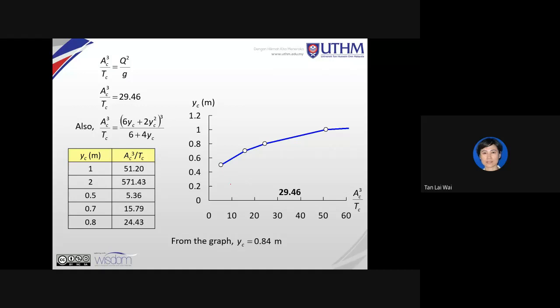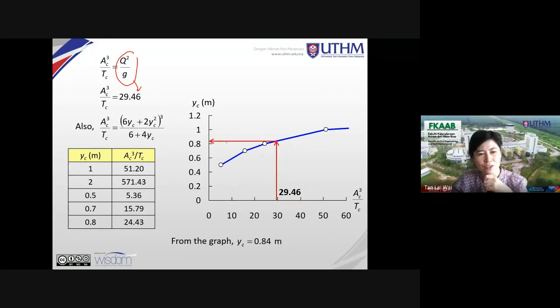So I've plotted it. I'm using the x-axis for A cubed divided by Tc. Since Q squared over g gives me 29.46, I can find my Yc. This is the graphical method. If the question doesn't request you to use any method, you can straight away use a calculator to find your Yc or Y0, according to the question.